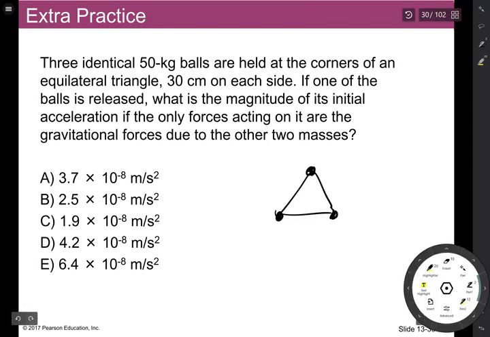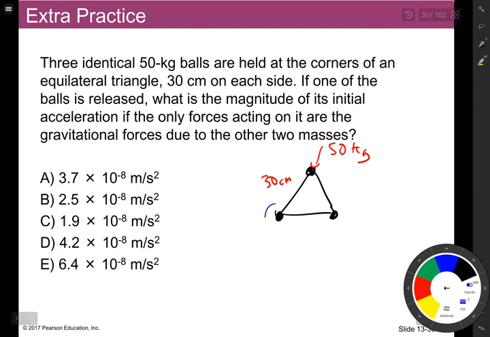Let's label some lengths and masses in here. So this is 30 centimeters, and this is 50 kilograms. Okay, so now, if one of the balls, so it doesn't tell us which one, doesn't actually matter because they're all the same, so we'll go with this one. We're going to let that one go. What is the magnitude of its initial acceleration?